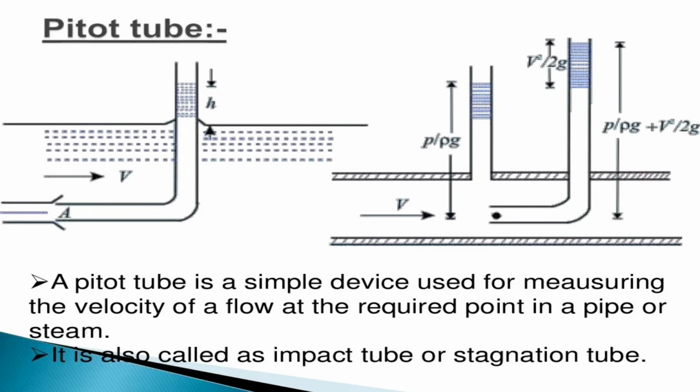Pitot tube. Pitot tube is a simple device used for measuring the velocity of the flow at a required point in a pipe or stream. It is also called an impact tube or stagnation tube.